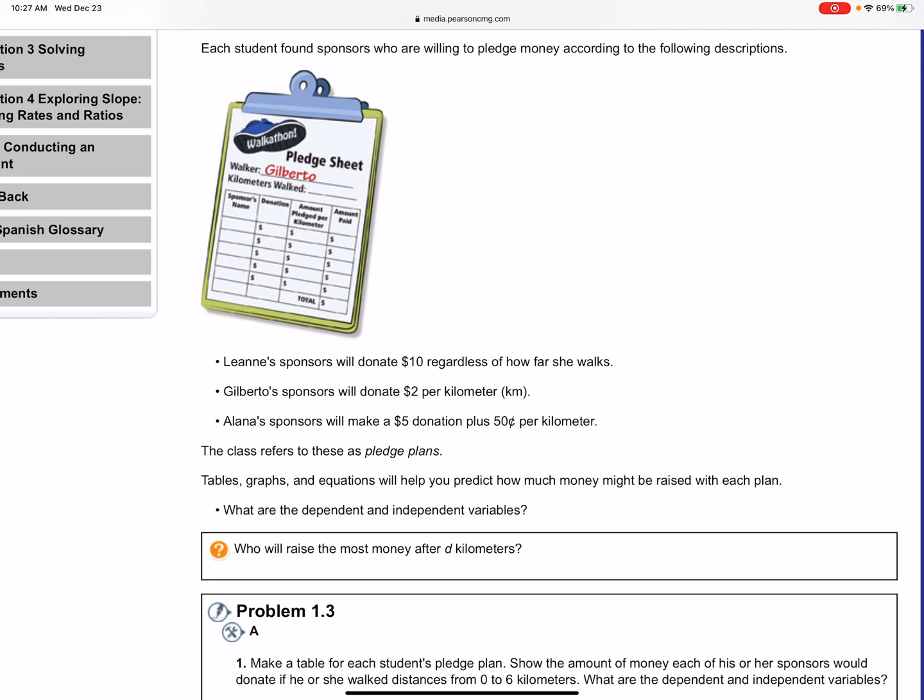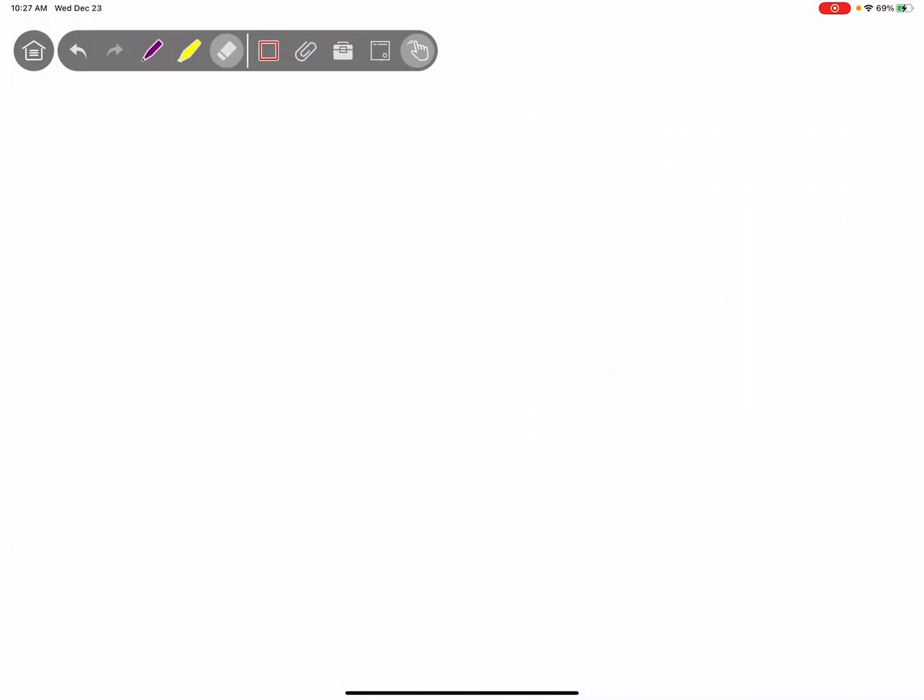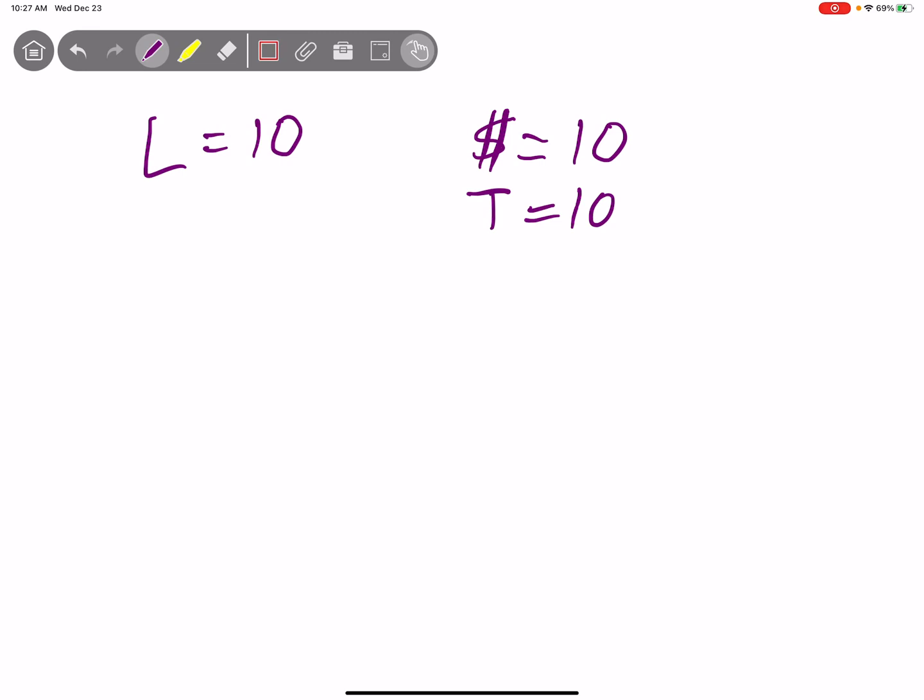So let's look at the first one. It says Leanne's sponsor will donate $10 regardless of how far she walks. So if we're talking about Leanne, she's getting $10. Okay? Her amount of money, if we change it from L to money, is equal to $10. You could have also changed it from the dollar sign to a T for total equals $10. All of this is just for Leanne.